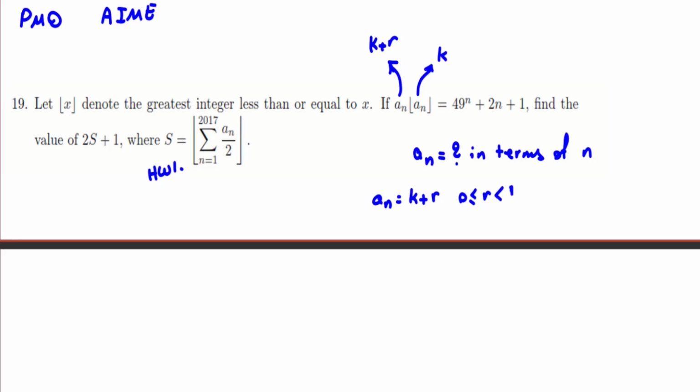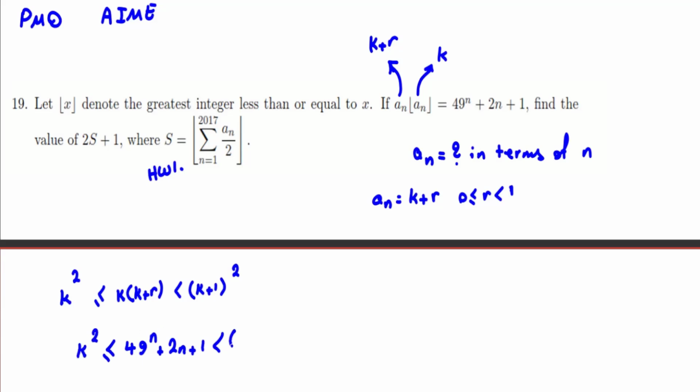One more hint, or is that enough? The next step is the solution. If I want to tell you one more. One more hint, or do you want to keep trying? Okay, so k times k plus r. Can you tell me it is greater than or equal to what and less than what? Something squared, something squared. k squared. Exactly, and k plus 1 squared. So k times k plus r is this number, right? So 49 to the n plus 2n plus 1 is greater than or equal to k squared and less than k plus 1 squared, right?